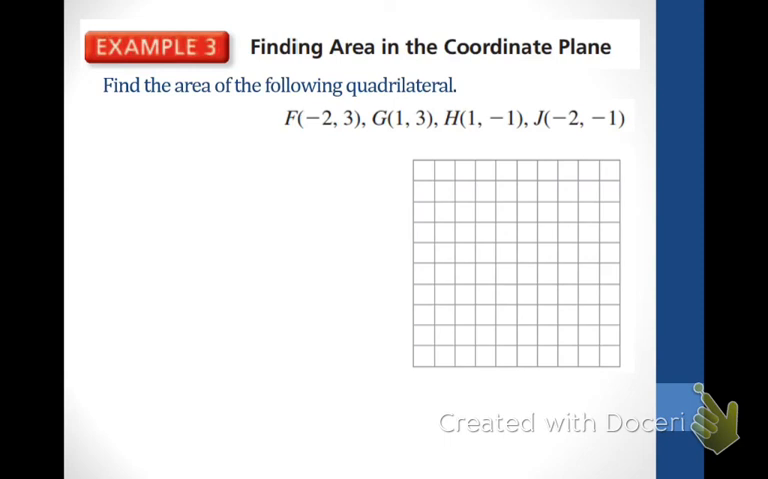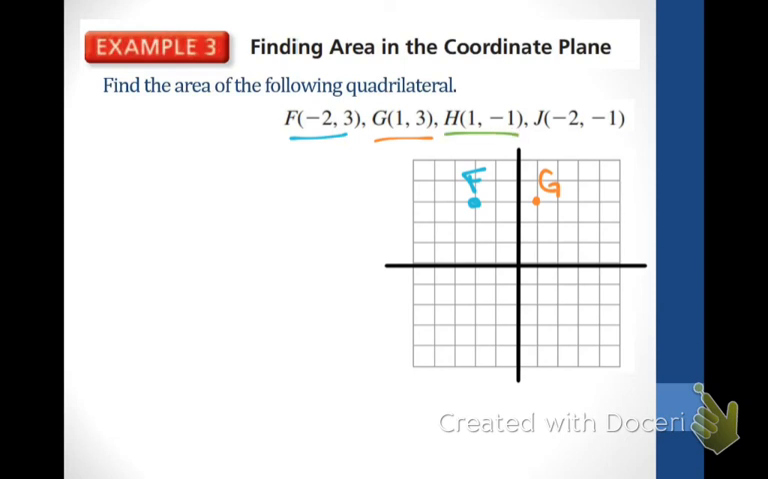So, on the next one, we're finding the area of the quadrilateral. We know it's a quadrilateral because it's got 4 points. But we're going to draw our x and y axis. And then we're going to plot our points, -2, up 1, 2, 3. That's point F. 1, 3, over 1, up 3. That's G. 1, -1. That's H. And then -2, -1. That's J. Again, you'll want to connect the dots.